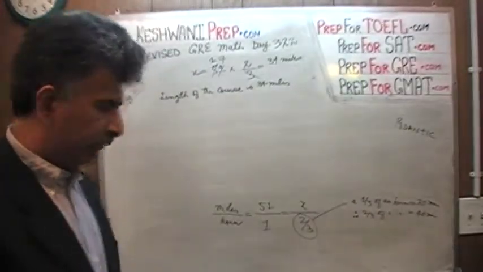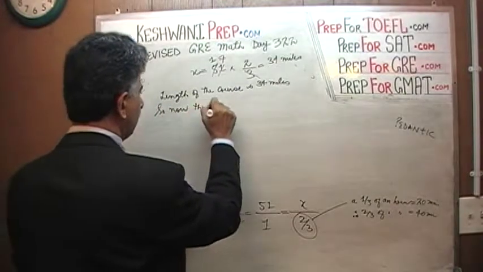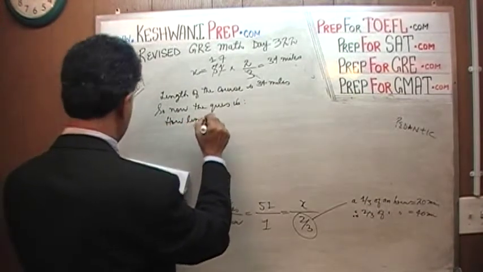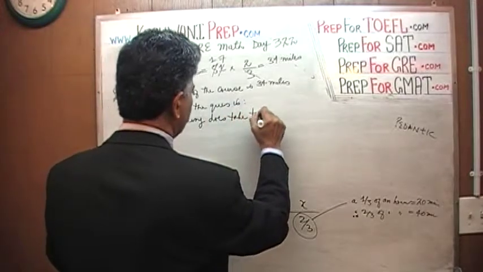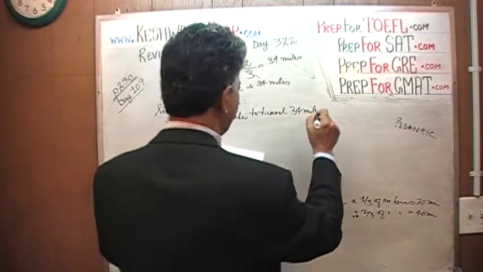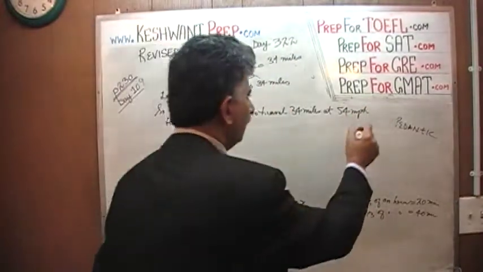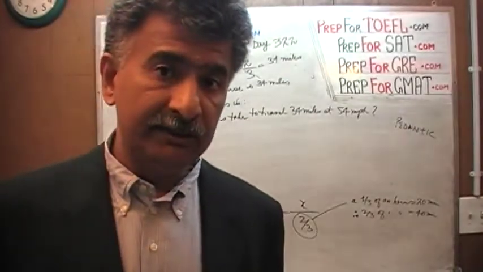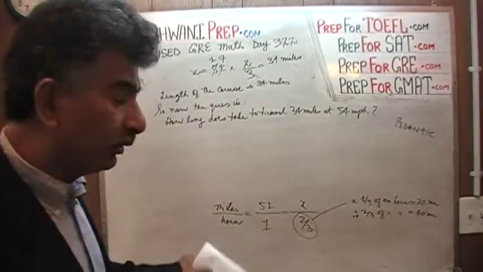So now the question is, how long does it take to travel 34 miles at 54 miles per hour? How long is it going to take the guy to travel 34 miles if he's going at the speed of 54 miles per hour? Again, we do the same thing we did before. Set it up as a ratio.